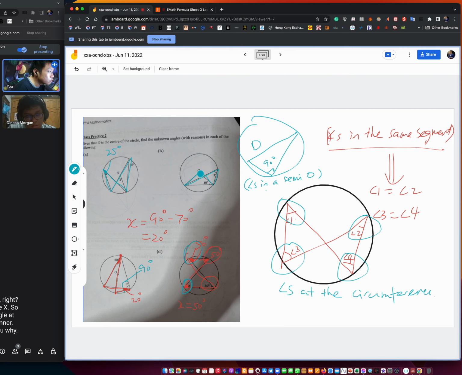A lot of students make this common mistake. They say, hey, since this looks like that, then I think this is also angles in the same segment. That means they say this one is equal to this one. No, not true. You know why? This angle is not touching the circumference. So in order to use the angles in the same segment, all 4 of them must touch the circumference.